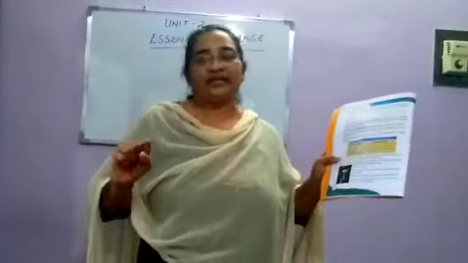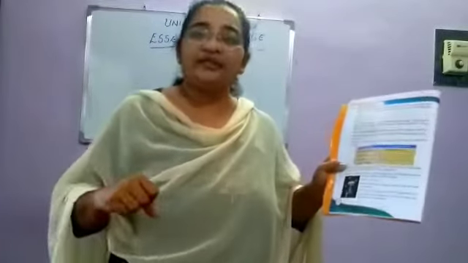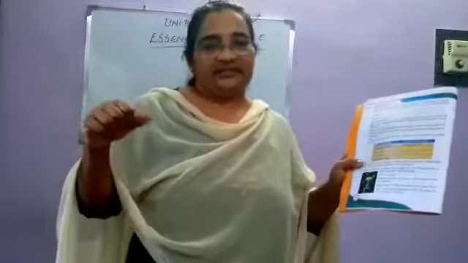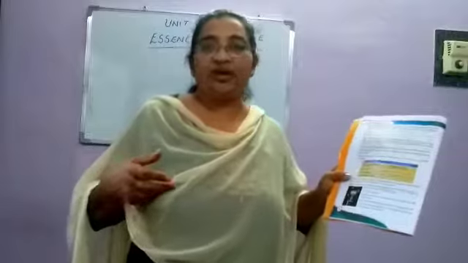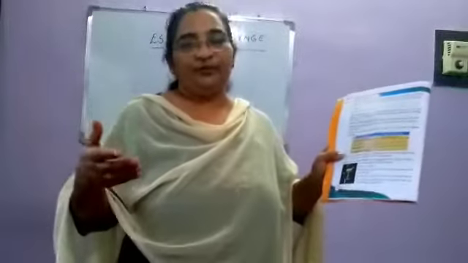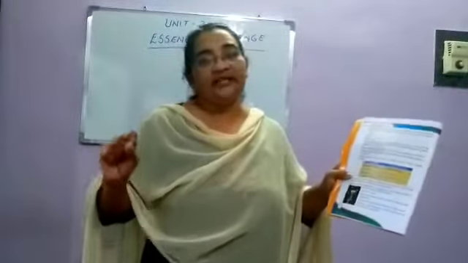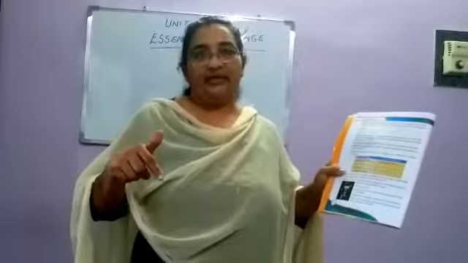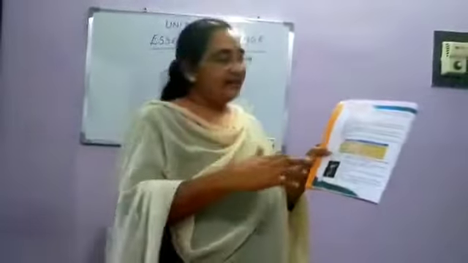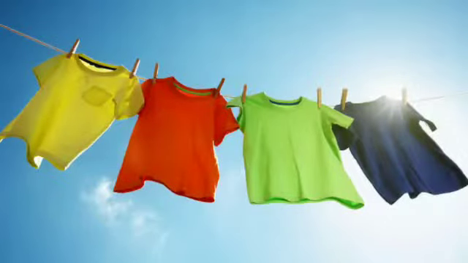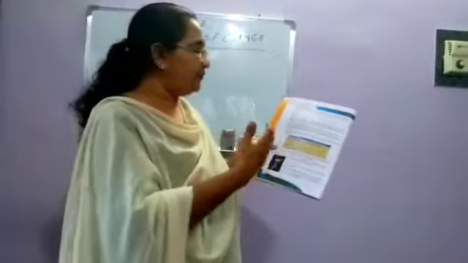To ride the motorcycle, what is used in the motorcycle? Yes, we use fuel. What is fuel? Petrol, diesel, kerosene, LPG, all these are different types of fuel. So, the motorcycle runs with the help of fuel. So, that fuel is a form of energy. Then, drying clothes. How do the clothes dry? Teacher has already explained to you, so you have to fill that in.